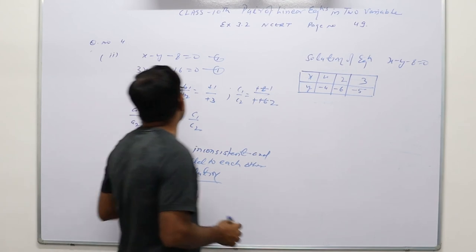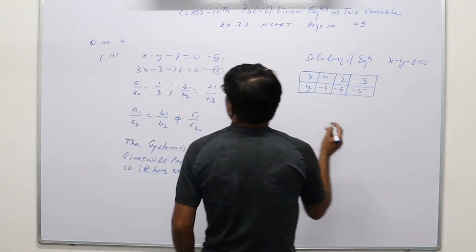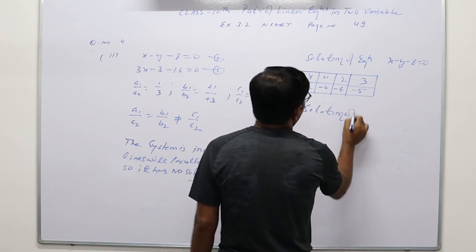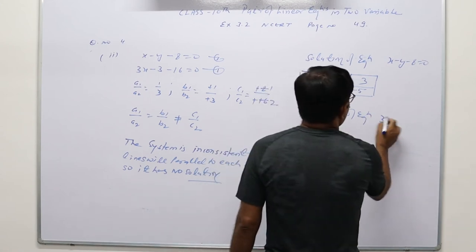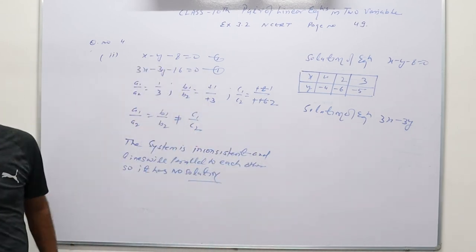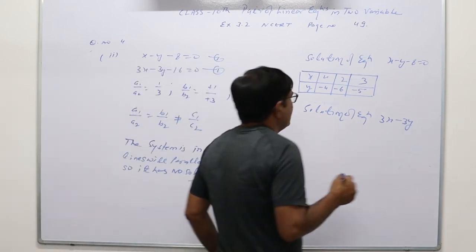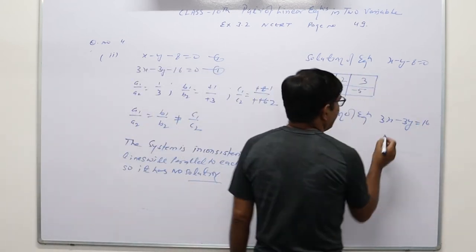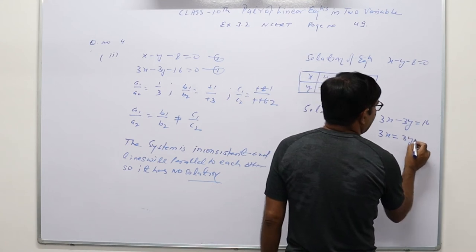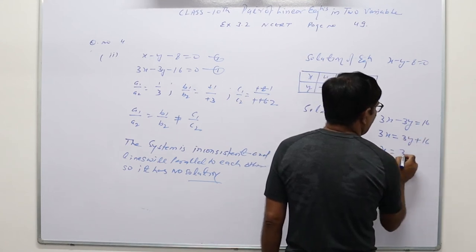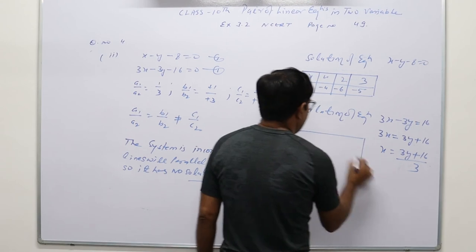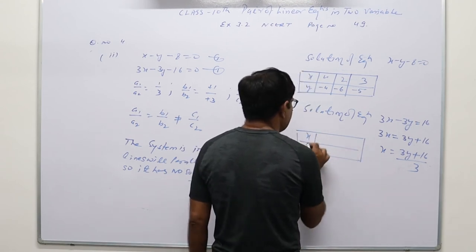Now for the second equation, the solution set for the second equation: 3x minus 3y is equal to 16. It can be expressed in terms of y. So 3x equals 3y plus 16, so x will be equal to (3y plus 16) upon 3. So this is your table for x and y.